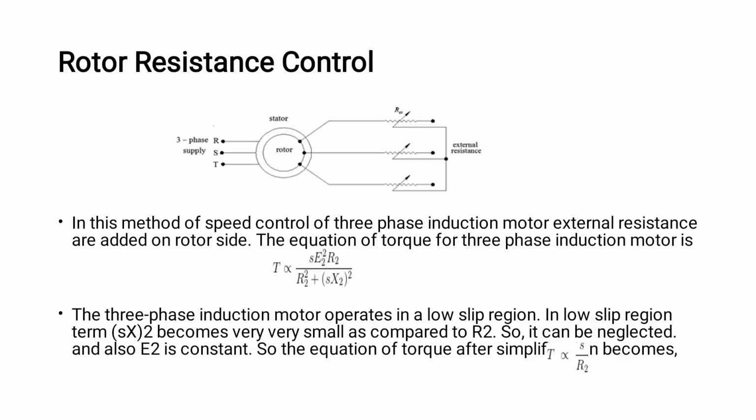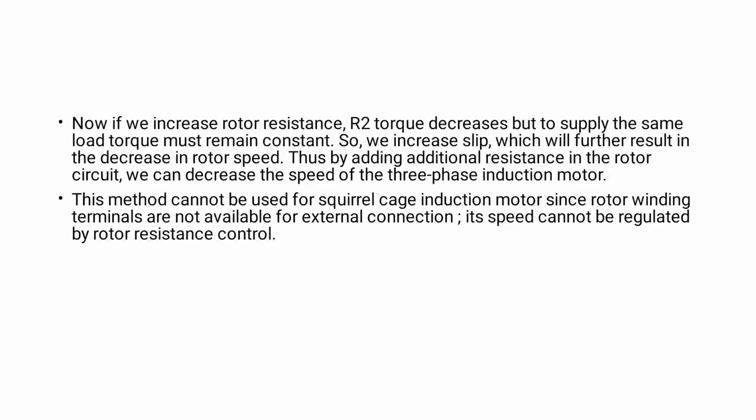And then rotor resistance control. Here the external resistances are added to the rotor side of the induction motor, and the torque equation becomes T directly proportional to S E2 square R2 divided by R2 square plus (S X2) the whole square. As we know, in the low slip region this (S X2) whole square becomes very small when compared to the resistance, and also we are supplying the constant voltage. The torque equation becomes T directly proportional to S by R2. To maintain the constant torque by supplying the same load, we can only increase the slip to control the speed.